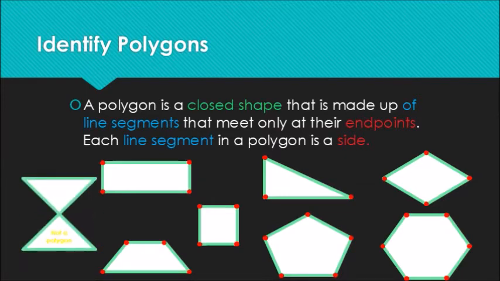This shape is not a polygon. Why? It's made up of line segments. 1, 2, 3, 4. But the sides do not only meet at their endpoints. Look at those two sides. They intersect in the middle in here. So this shape is not a polygon.